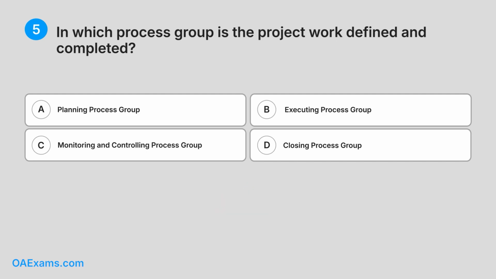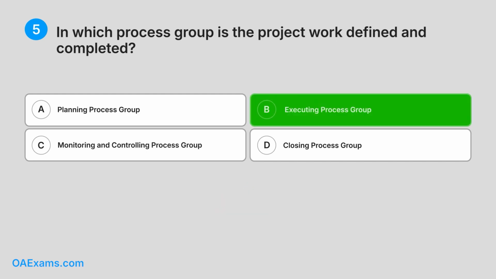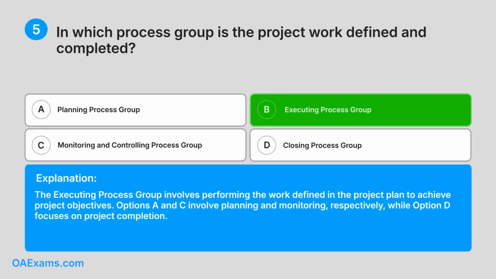Correct answer: B. Executing process group. Explanation: The executing process group involves performing the work defined in the project plan to achieve project objectives. Options A and C involve planning and monitoring, respectively, while option D focuses on project completion.